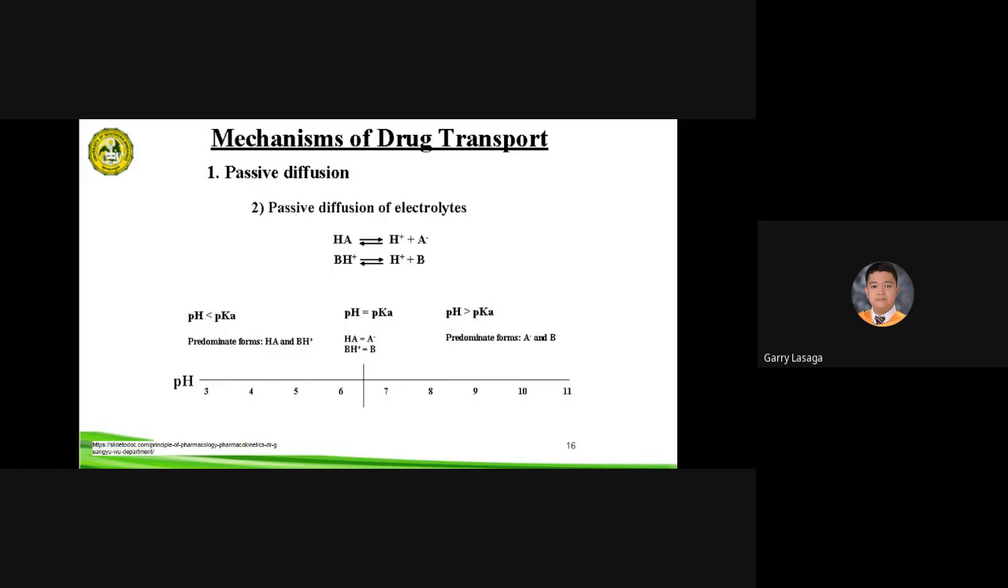Naintindihan yun? Ang ating bottom line dito is that when we place an acidic drug in an acidic environment, that drug will be absorbed. When we place an acidic drug in a basic environment, it will not be absorbed. The same is true for a base. When we place a base in a basic environment, it will be absorbed. When we place a basic drug in an acidic environment, it will not be absorbed, or it will be trapped in that environment.